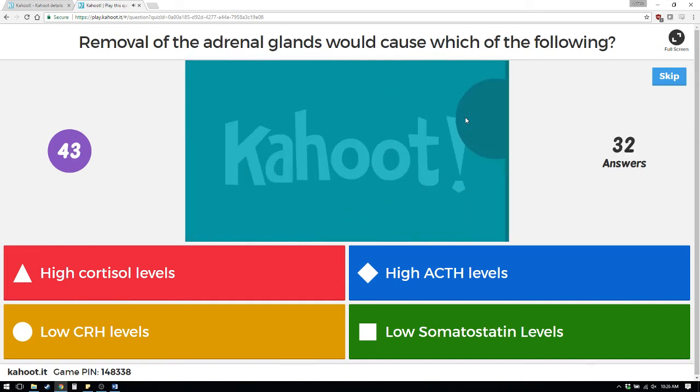See some confidence there. So think about your negative feedback loops, and think about the thalamus and the hypothalamus and the pituitary gland.